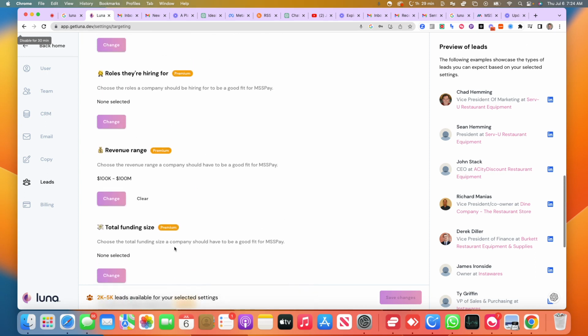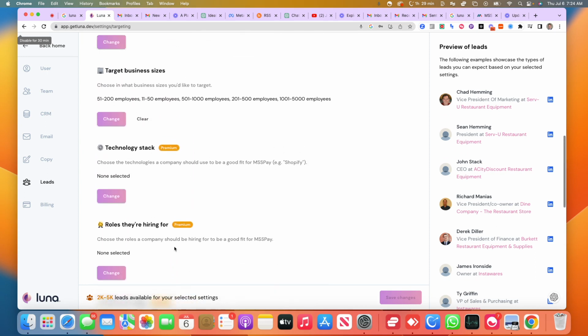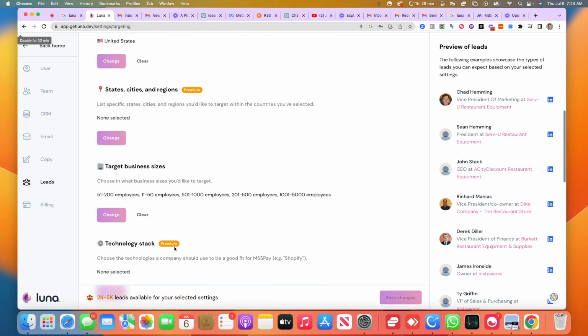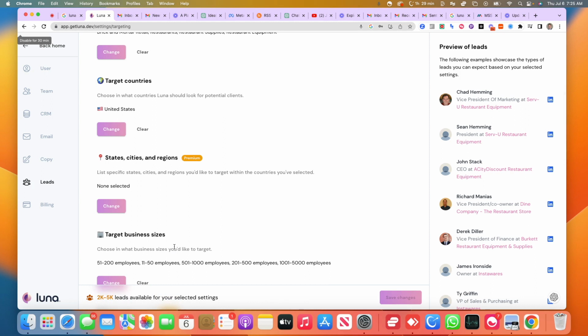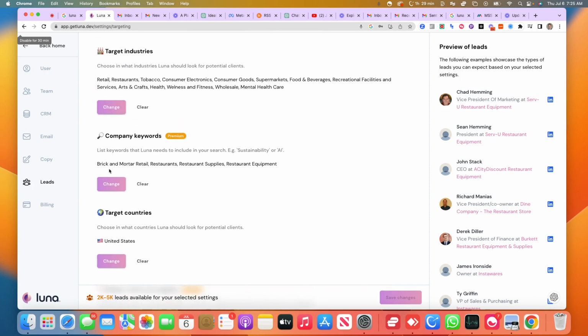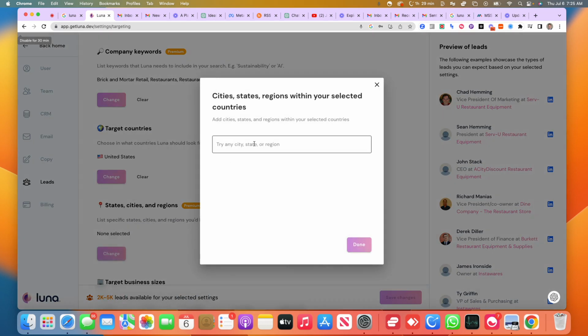And honestly, you know what? Screw it. I'm actually going to change this. Let's actually do a very targeted campaign. Let's do Utah, Idaho. I'm excited that we've got a boundary selection for that.